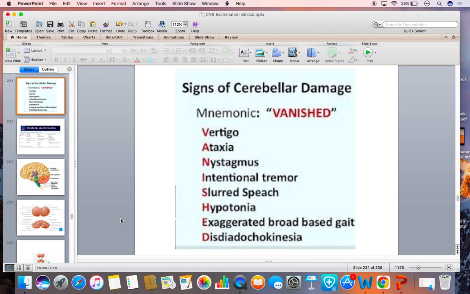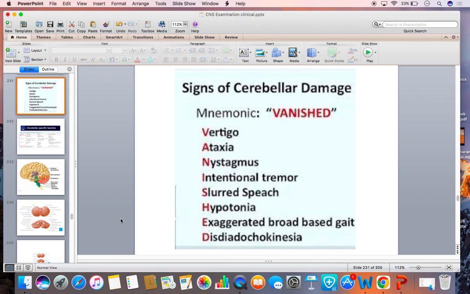Here is the acronym VANISHED, used to describe the signs of cerebellar damage. V stands for vertigo. Vertigo means a delusional feeling of rotation of the environment, rotation of the surroundings. You feel the surroundings are oscillating around your body, or spinning around your body.